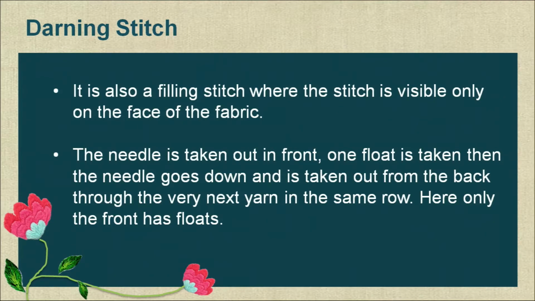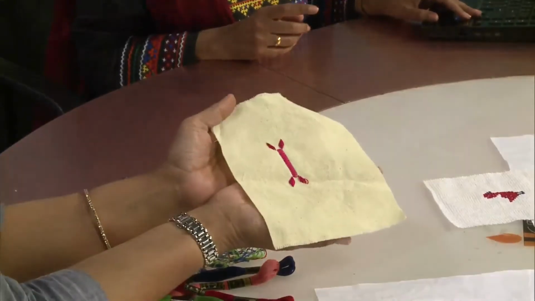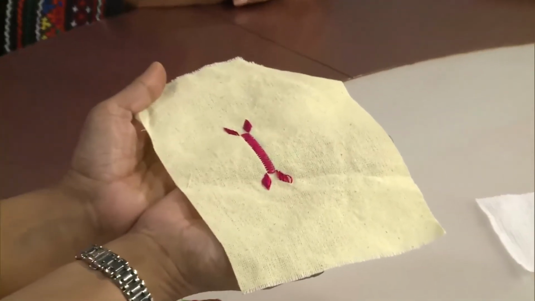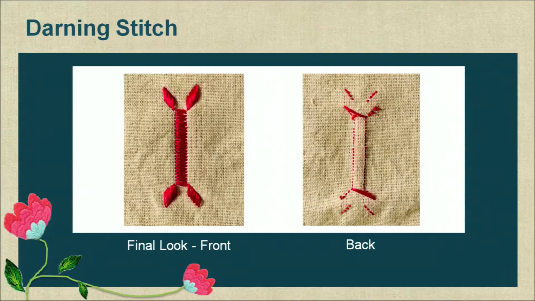So over here it is also used as a filling stitch where the stitch is visible only on the face of the fabric. The needle is taken out in front, one float is taken, then the needle goes down and is taken out from the back through the very next yarn in the same row. Here only the front has floats. So you can see in the embroidery, we can see in the sample, and we can also see in this demonstration. So here is a sample which shows the front and the back. So this is a darning stitch with front and back. And now I'll request Sarika can show us how the stitch is done.